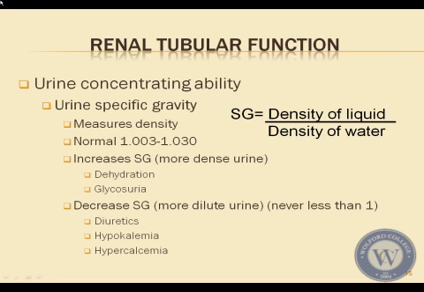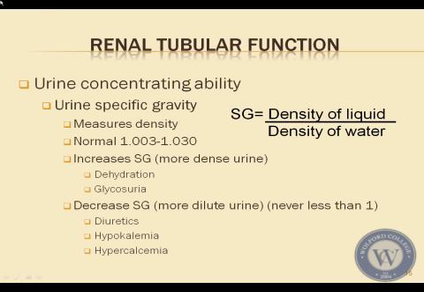Renal tubular function can also be established by looking at urine concentrating ability. This can be done fairly simply by looking at the urine specific gravity. This basically measures density of the urine. Normal value is that the urine is a little bit denser than normal water, being around 1.003 to 1.030. Remember, specific gravity is the density of liquid over the density of water. So urine normally is denser than water.